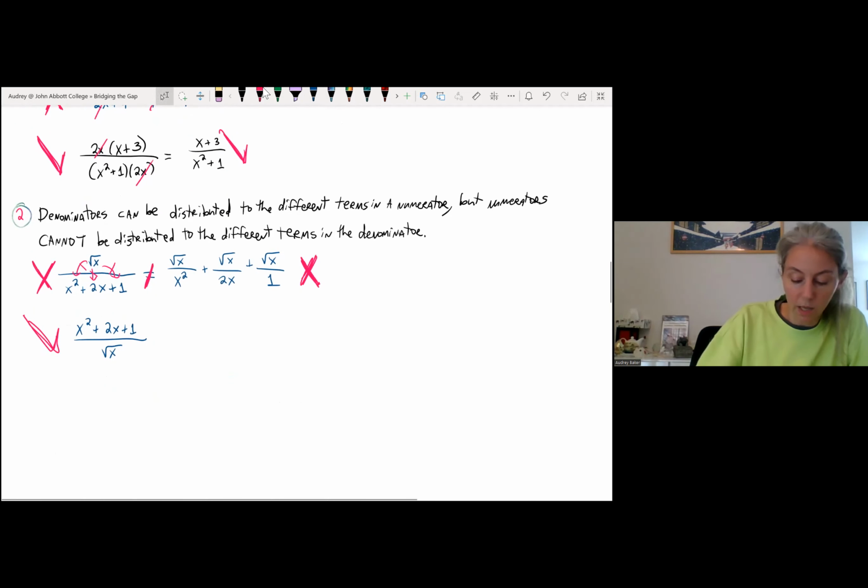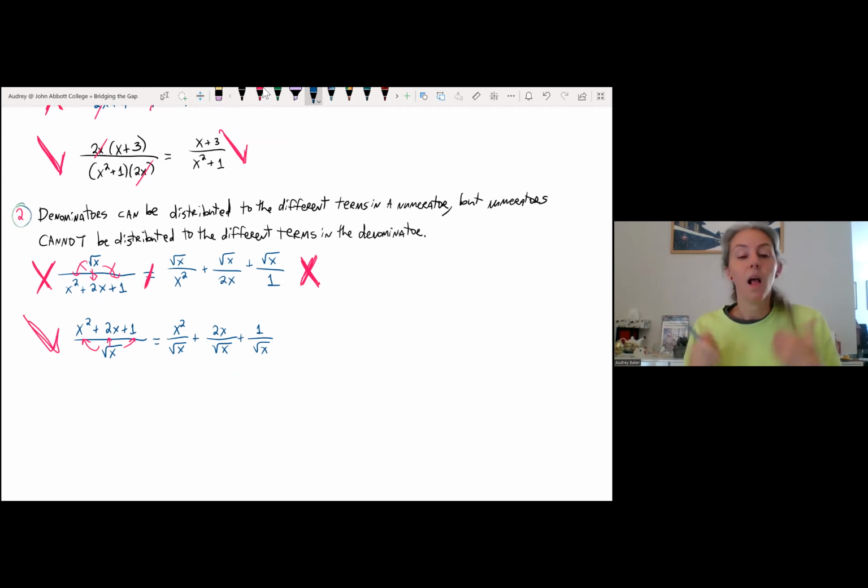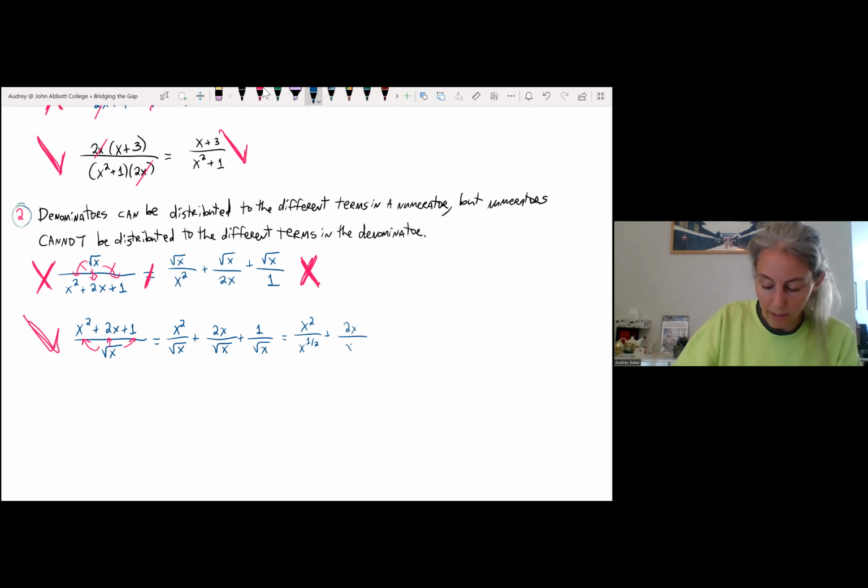Suddenly I can do this because now I'm distributing the denominator, that one term in the denominator, to the different terms in the numerator. So x squared over the square root of x plus 2x over the square root of x plus 1 over the square root of x. That's all good. Let's keep simplifying this. I know that the square root of x is x to the power of 1/2. So this is x squared over x to the power of 1/2 plus 2x over x to the power of 1/2 plus 1 over x to the power of 1/2.